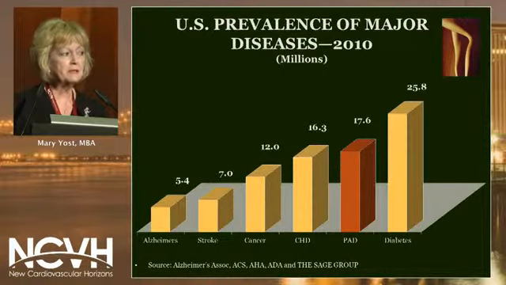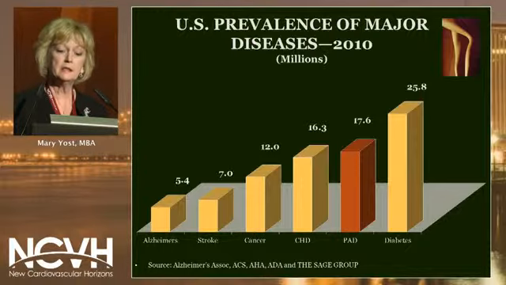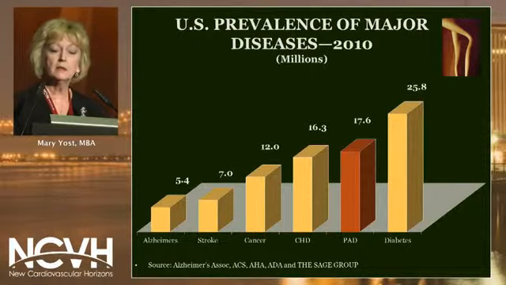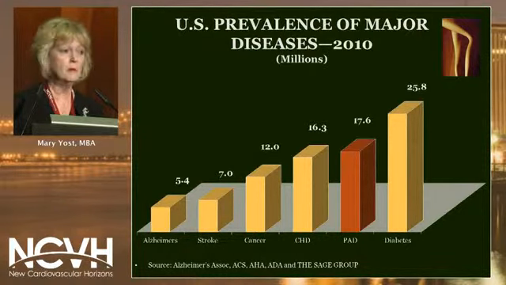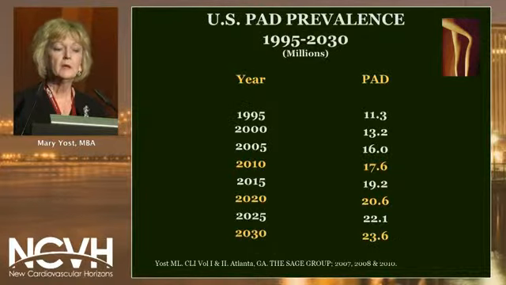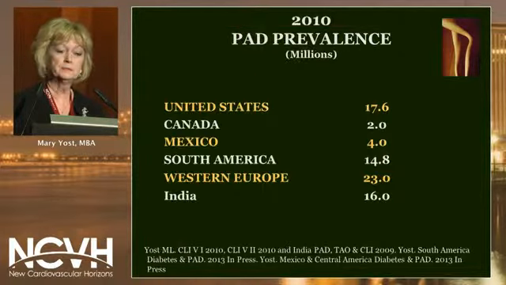If we look at the prevalence of PAD according to other major chronic diseases, you see it's exceeded only by diabetes at 26 million. Note that PAD prevalence exceeds that of CAD by almost 1 million. Looking at PAD prevalence over time, from 1995, PAD has grown from 11 million to 17.6 million. By 2020, we're looking at about 21 million. By 2030, we're looking at 24 million.